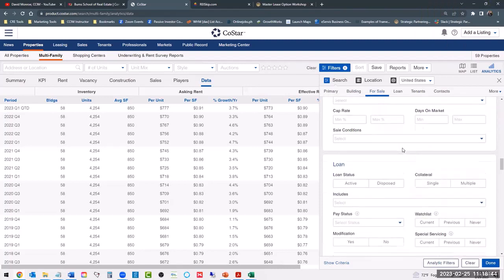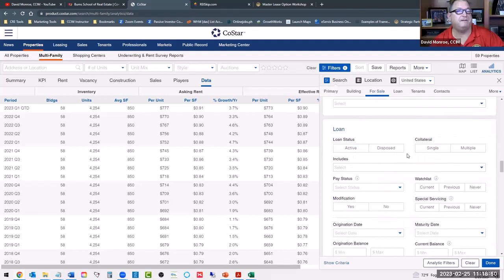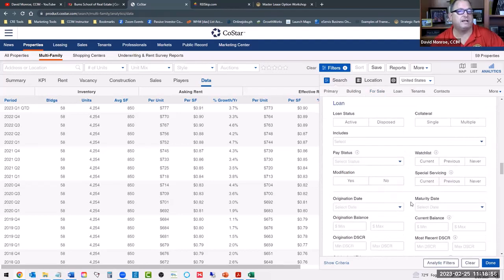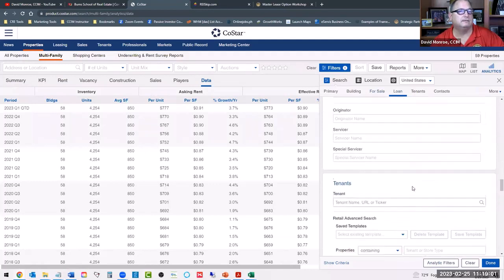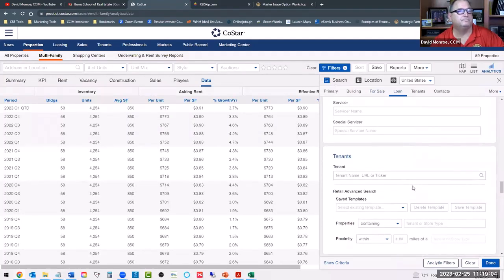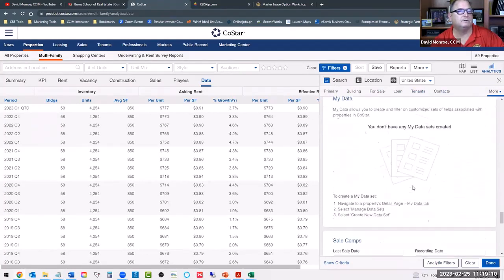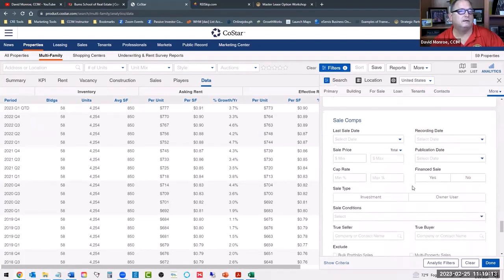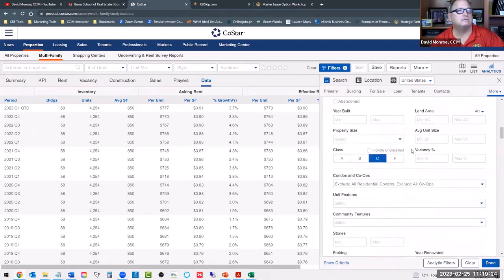Don't they have it on the owner's contacts, Dave? On the owner's contact list when they purchase the property? If it was disclosed. So here's origination information, maturity date, if it's a CMBS loan. Don't care about tenants, contacts. All right, so you can go back. You can go back to last sale date. So let's go up here.